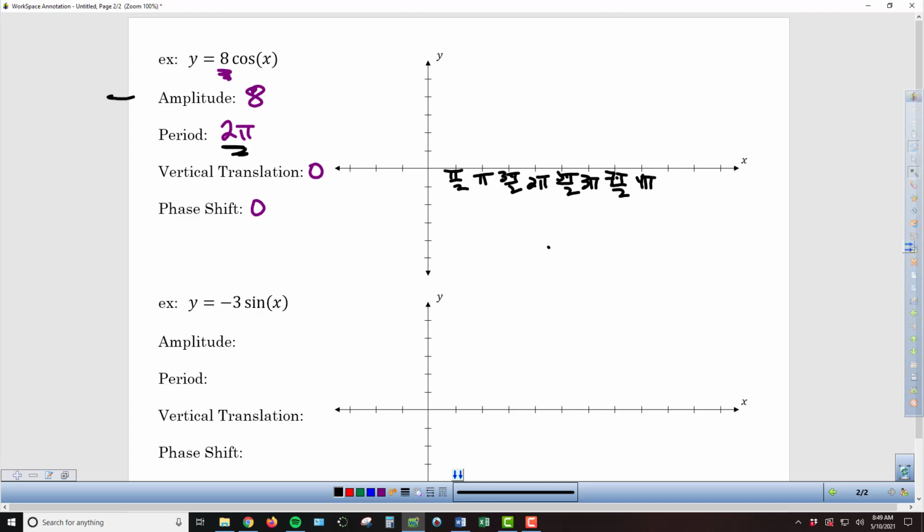Now our amplitude this time is 8. Well, I only have 5 tick marks in the y direction, so I'm going to have to scale this not by counting by 1s, but we could count by 2s.